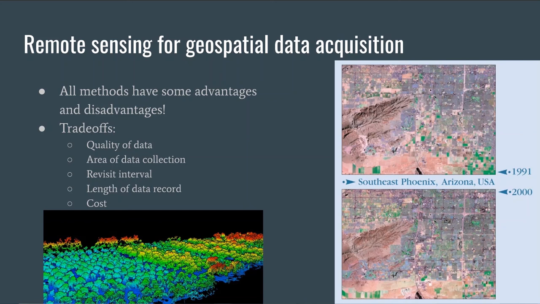Then there's the length of the data records. Some satellites have been flying around for 10, 20 years, and systems of satellites have been around for 40 years. They might not have the highest quality data, but you can look at changes over those 40 years, which is pretty important. And then, of course, there's cost.